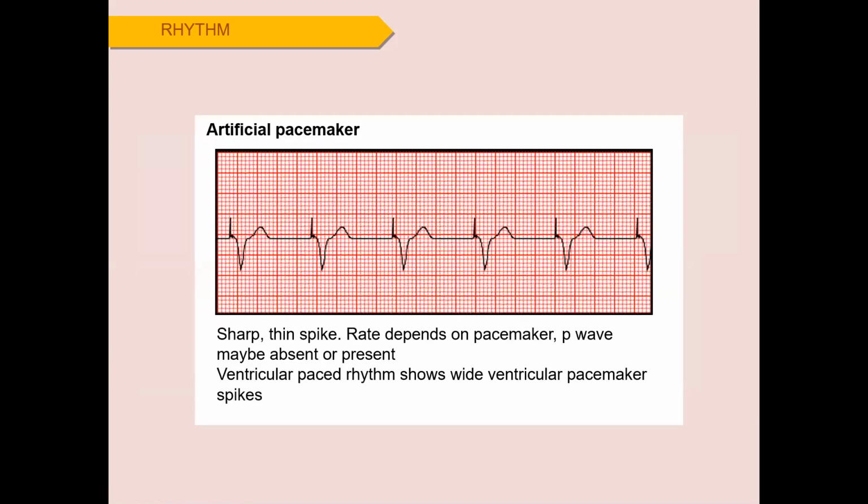Now the pacemaker ECG. You are seeing this spike before every QRS. That is the pulse generated by pacemaker activity. P wave may be absent or present, but this spike will be there. It depends on whether it is single chamber or dual chamber. In single chamber there will be a single spike, in dual chamber there will be two spikes.